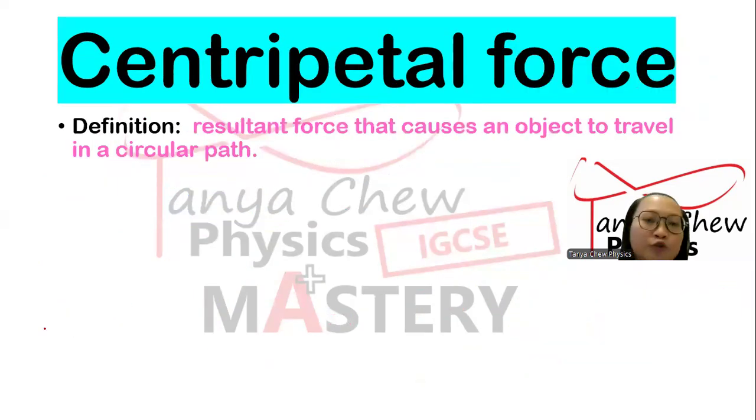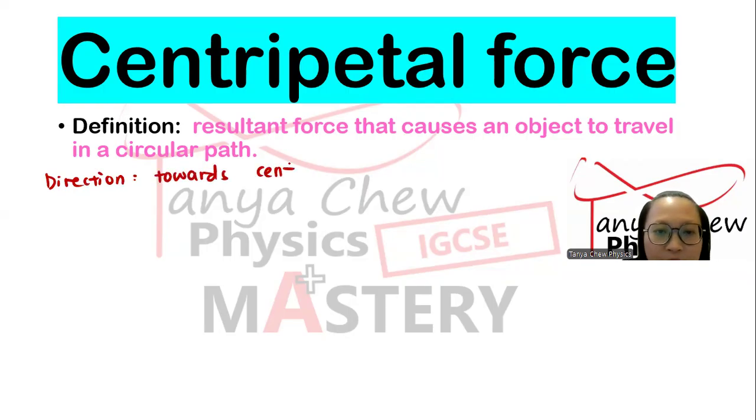The next one, centripetal force. Bear in mind, centripetal force is not a new type of force, so you don't have to be terrified. It is just a normal force, maybe from friction, maybe from normal reaction force, etc., that causes an object to travel in a circle. And the direction of the centripetal force is always directed towards the center of the circle or the center of the bend. Sometimes they use the word bend, right?